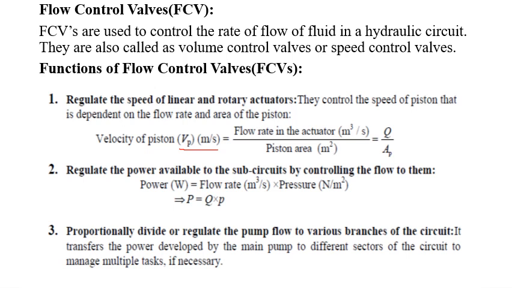And the third is to proportionally divide or regulate the pump flow to various branches of the circuit. That is, it transfers the power developed by the main pump to different sectors of the circuit to manage multiple tasks if necessary. In this case, the main pump flow is diverted to the different sectors of the circuit to manage multiple tasks at a time if it is necessary.